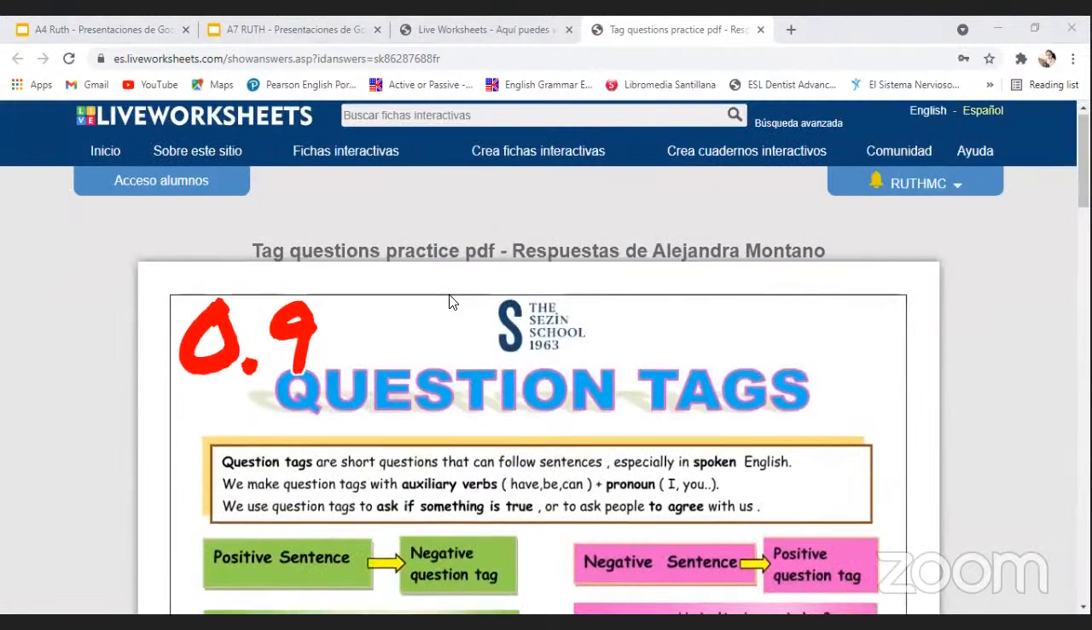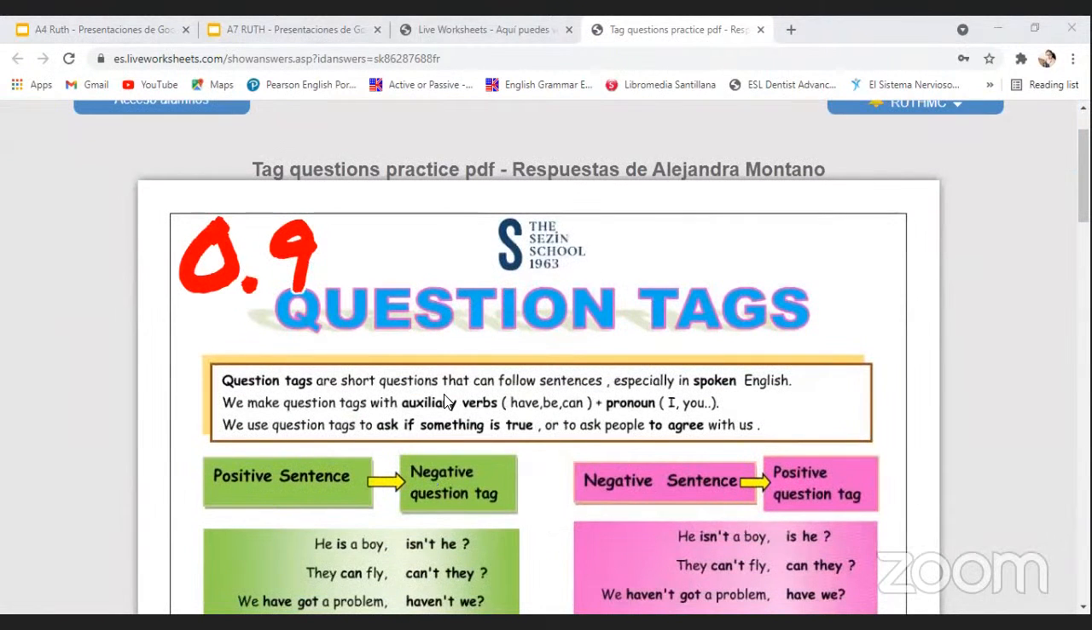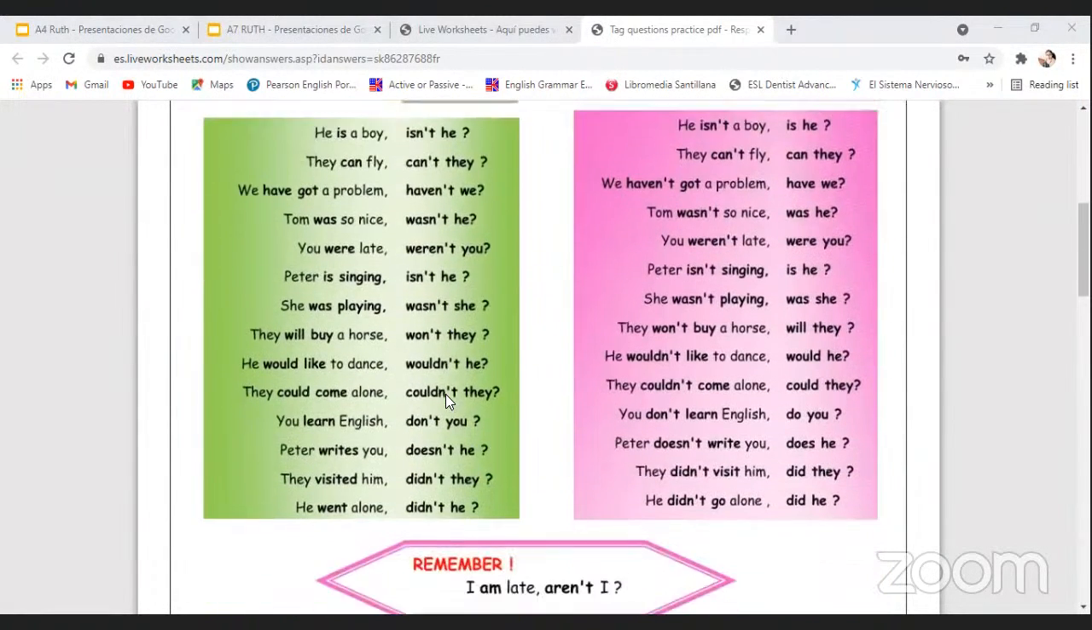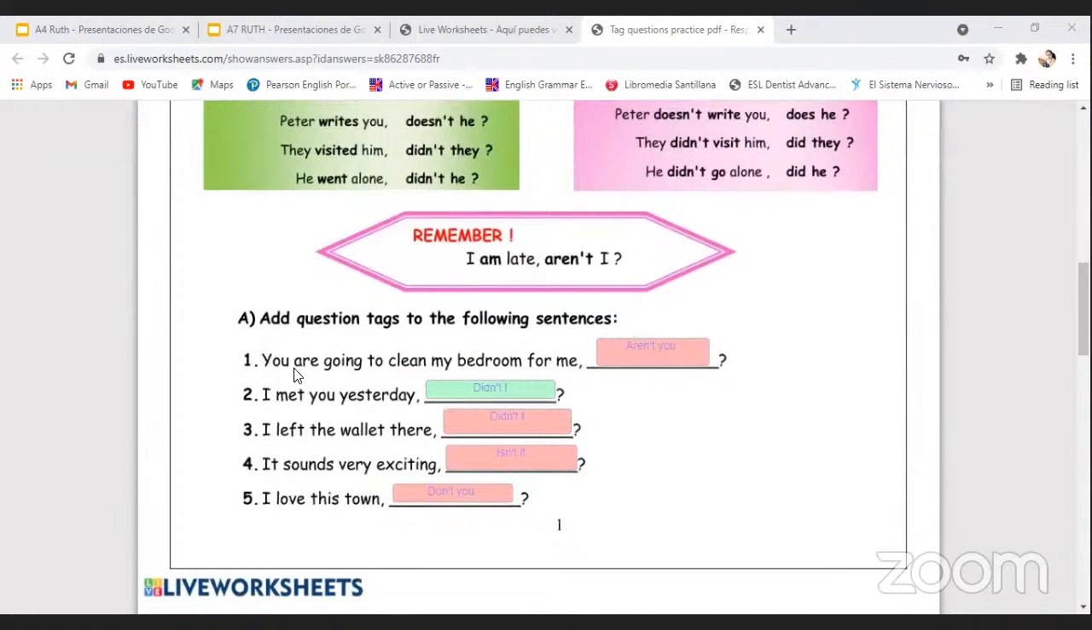Here, the most important thing is to identify the time. Aquí lo más importante es identificar la estructura gramatical, ¿no? ¿En qué tiempo se está hablando? Nada más. Ok. You are going. ¿Qué estructura gramatical es?